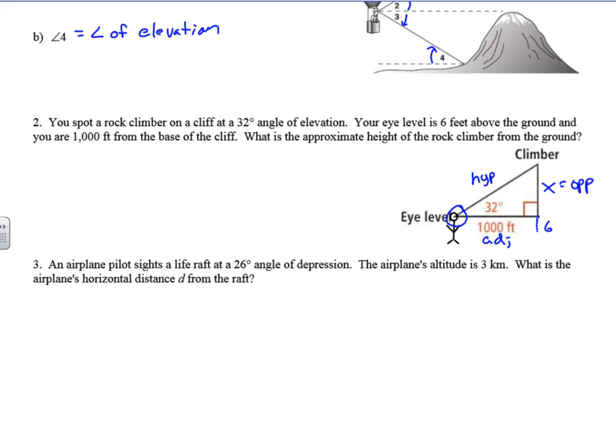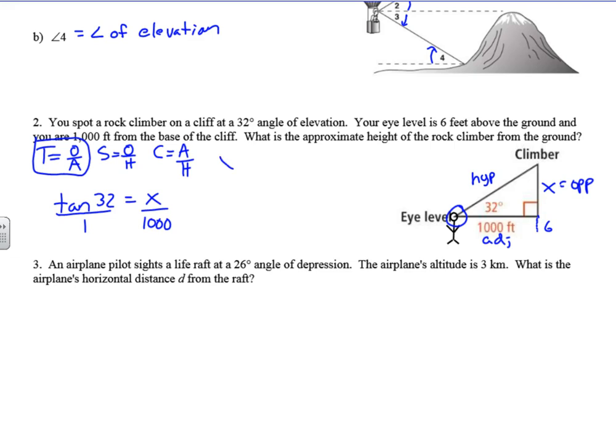So this is a right triangle trig question. We have a right triangle, we have an acute angle, we have one side, and so Tom's old aunt sat on her cat and hollered. What do we know? Well, we know the adjacent, we're looking for the opposite. This is a tangent question. So the tangent of 32 degrees equals the opposite, which is x, over the adjacent, which is 1,000. I'm going to put this over 1. We'll use our cross product property, as x is going to equal 1,000 times the tangent of 32.